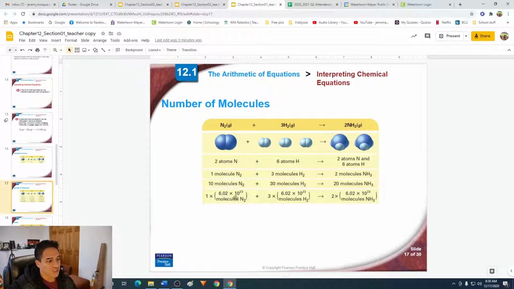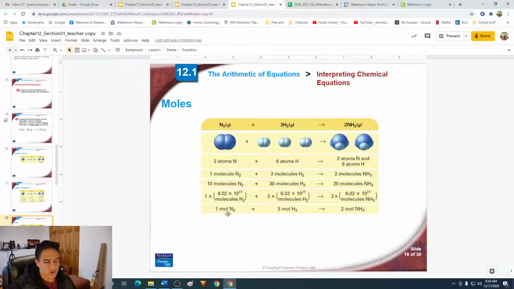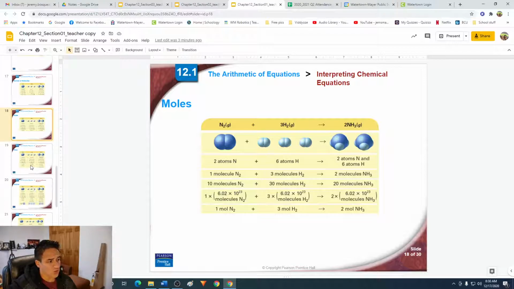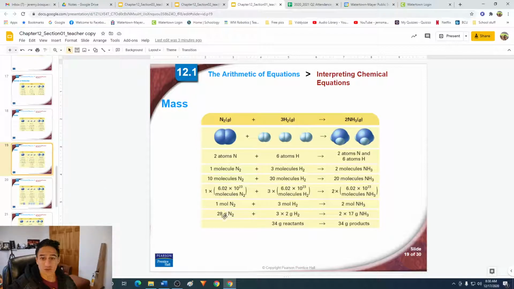If we had 6.02 times 10 to the 23rd molecules of N2, that would be a mole. Then we would need 3 times that amount of H2, and then we would make 2 times that amount of NH3. So we can interpret this in terms of moles, right? 1 mole of N2 will then need 3 moles of H2 and will make 2 moles of NH3. If we know moles, we then can convert that into grams.